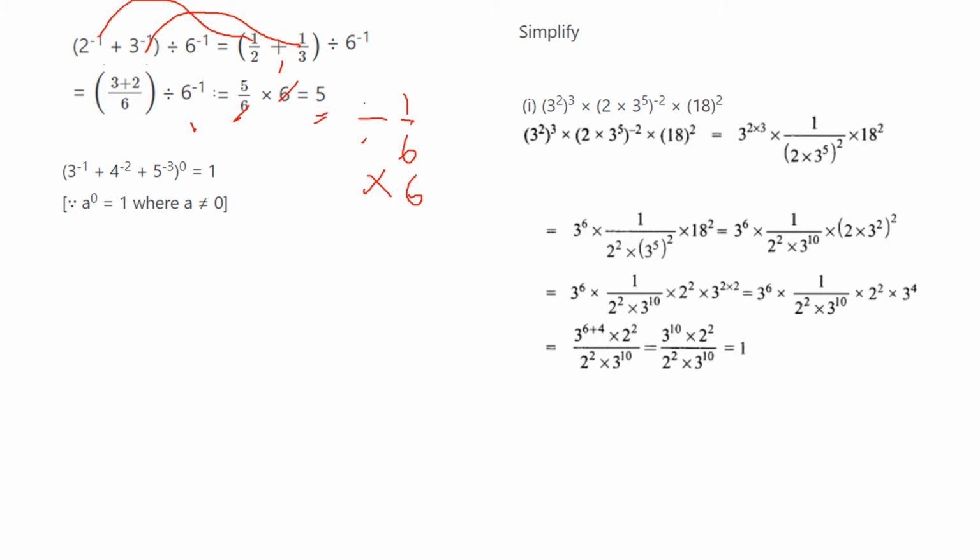Next one, 3 to the power minus 1 plus 4 to the power minus 2 plus 5 to the power minus 3, whole to the power 0. That means whatever the number, whole to the power 0 is 1 only. So we can use this formula here, a to the power 0 equals 1. Therefore the answer is 1.